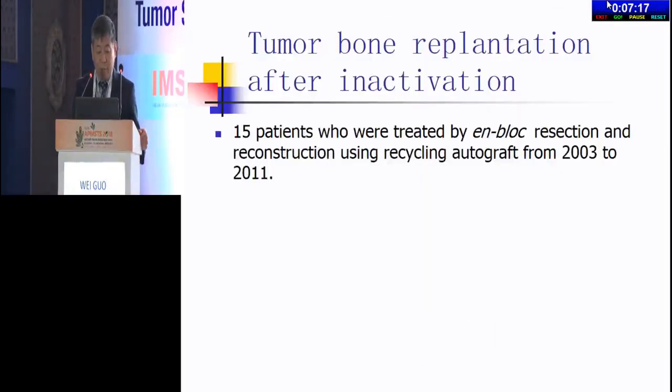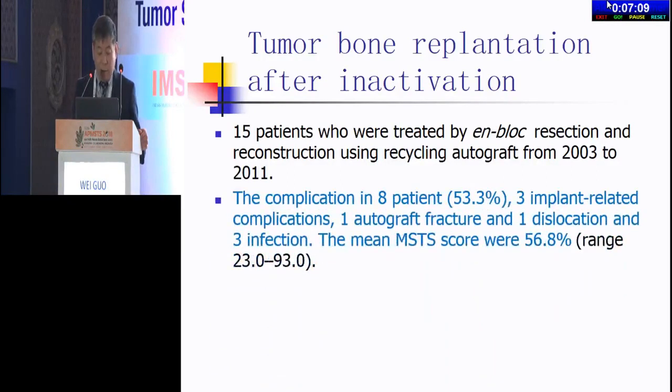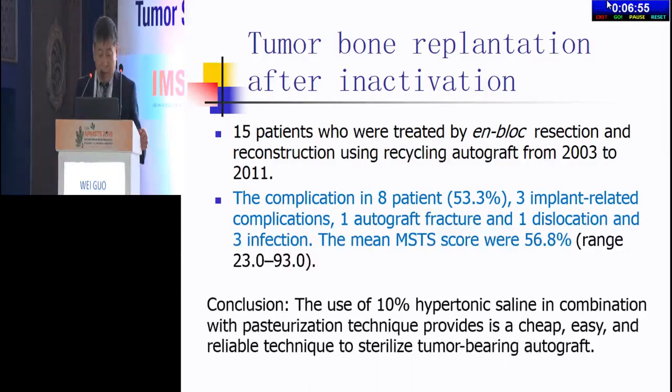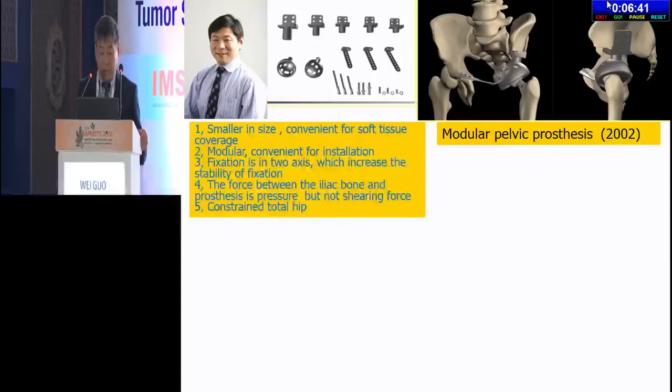There were 15 patients treated by en bloc resection and reconstruction using recycled autograft from 2003 to 2011. Complications occurred in 8 patients, including 3 implant-related complications, 1 autograft fracture, 1 dislocation, and 3 infections. The mean MSTS score was 56.8%. The use of 10% hypotonic saline in combination with the pasteurization technique provides a cheap, easy, and reliable technique to sterilize tumor-bearing autograft. The modular pelvic prosthesis started in 2002.